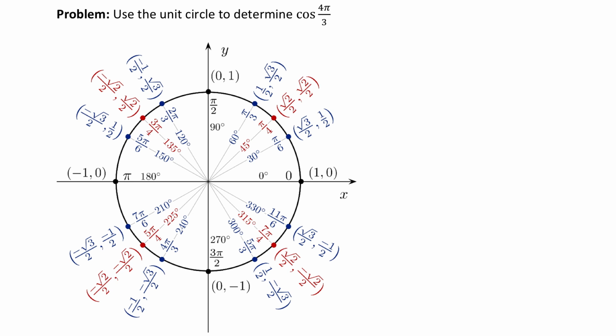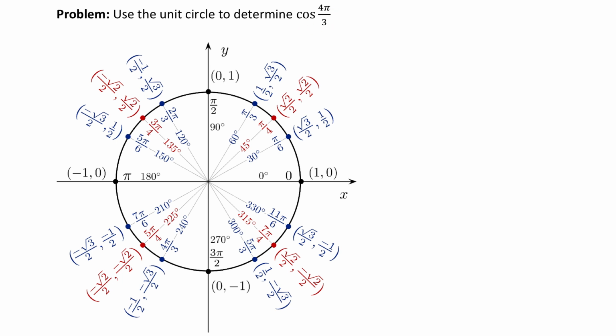Now, we didn't add it right away on your unit circle, but I encourage you to pause the video and go back and add all of the radian measures as well. Because we don't just have degrees on that unit circle, we have radians as well. And we can use those radians to find cos of different radian values.